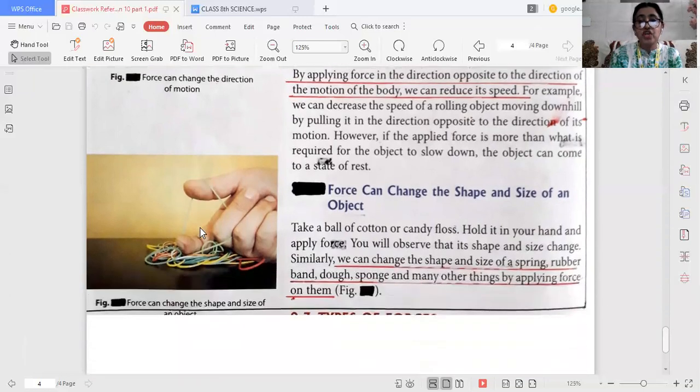Then force can change the shape and the size of an object. How? Take the example of a spring or a rubber band. When we apply force, we can change its size and shape, and when we leave it, what will happen? Again it will come back to its size. But when we apply a force on any object, we can easily change its shape and size.